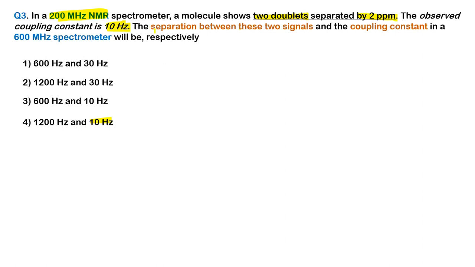Based on this data, two things are asked. First is the separation between these two lines, between these two signals, and the coupling constant in a 600 megahertz spectrometer. That means, suppose we record the NMR of this compound on a 600 megahertz machine. What will be the separation between these two signals, and what will be the coupling constant? For that, we need to understand this problem by making this small representation.